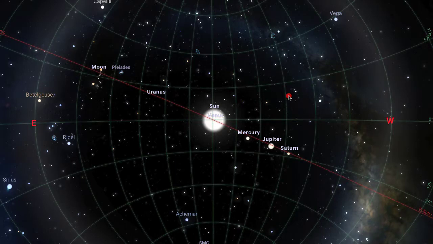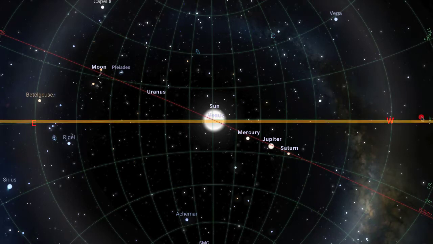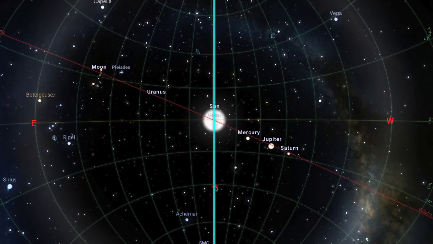So here is just one example of how you use this coordinate system, which is called the equatorial coordinate system. Right here is the celestial equator. That is considered 0 degrees declination. And right here is right ascension 0 hours. You can see that goes right through the spring equinox, which is where the sun is on March 20th here.